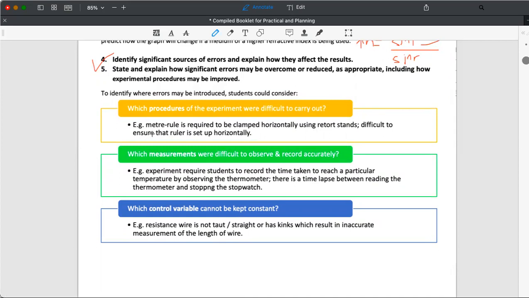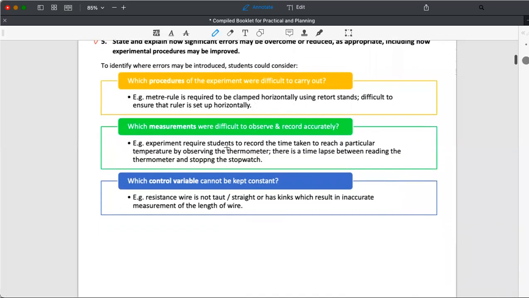For example, during the experiment, the student realized that the meter ruler is required to be clamped horizontally. So it's very difficult to ensure that the ruler is set out horizontally. So you could actually list it as one of the sources of error by saying that, hey, the ruler is not clamped horizontally. So to improve the experiment, maybe you can put a set square to adjust the position of the meter ruler such that it is more horizontally aligned.